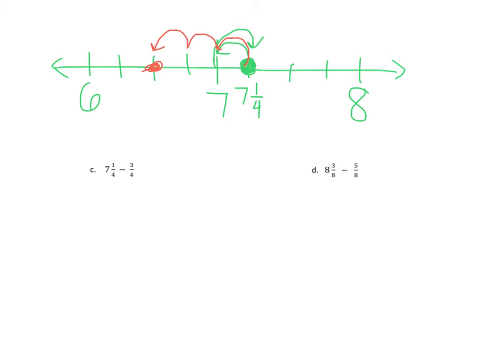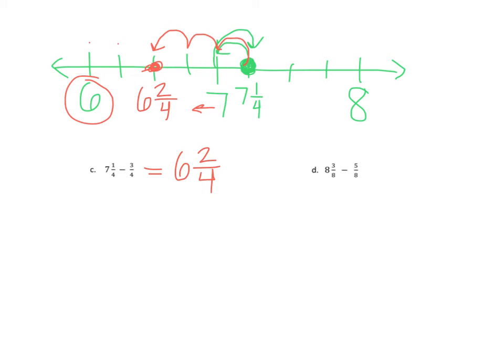All right, let's figure out where it is. It's smaller than 7 now because it's left of the 7. So that means it's 6 and 1/4, 6 and 2/4. So I know that 7 and 1/4 minus 3/4 is 6 and 2/4.